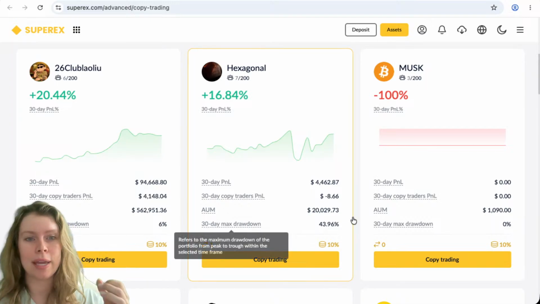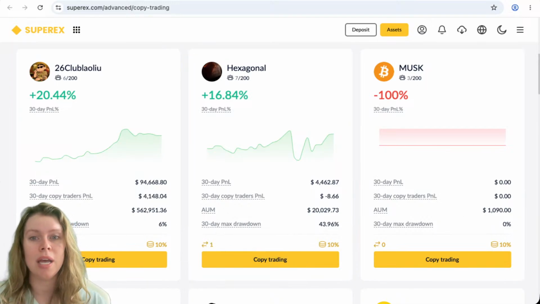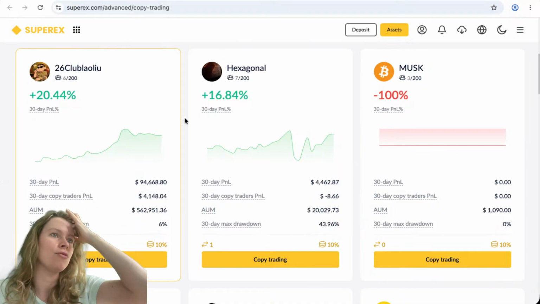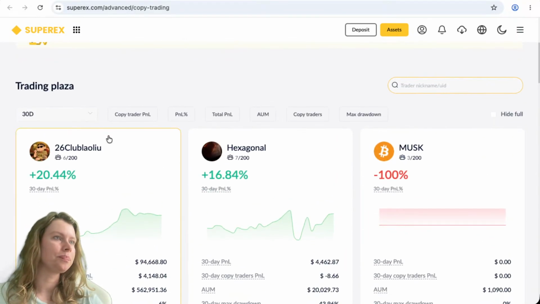All right, number 3, the yellow copy trading button at the bottom of each card is 1 click to follow. But I want to show you the smartest way first. So click the trader's name and then you can open up the full details. But let's just have a look at what we see on this page here.